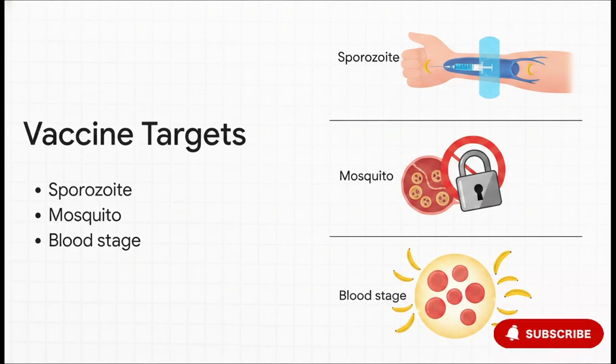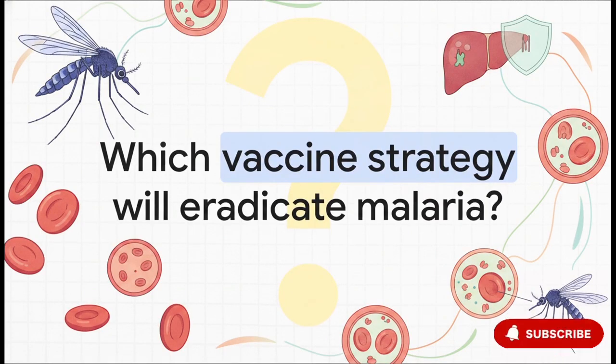And the third frontier is the anti-asexual blood stage vaccine. This one doesn't stop the infection itself, but it's designed to dramatically reduce the severe clinical symptoms to prevent death, which is absolutely crucial for protecting high-risk children. So what does this all mean for the future? It brings us to the ultimate question. Which vaccine strategy, blocking the initial sporozoite invasion, stopping that devastating blood stage damage, or breaking the mosquito transmission cycle entirely, will finally be the key to eradicating this ancient disease?